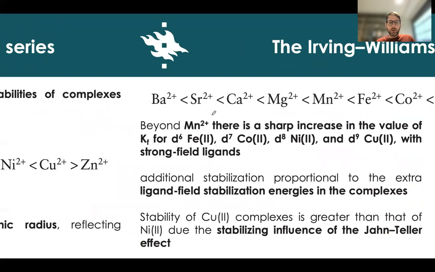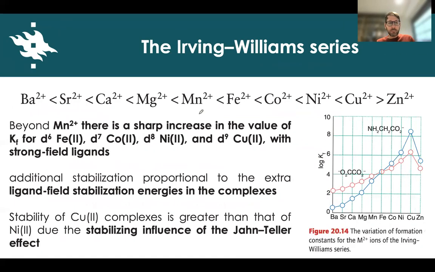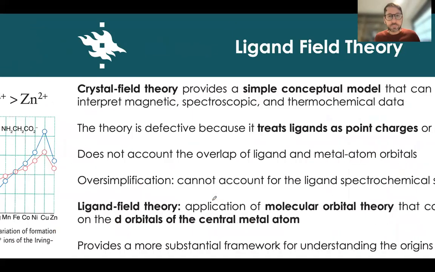And beyond manganese, there is a sharp increase in the formation constants, for example, for complexes of d6, d7, d8, and d9 with the strong field ligands. And this is because of the additional contribution of the stabilization energies. And for d9, we have also an increase due to the influence of the Jahn-Teller effect.